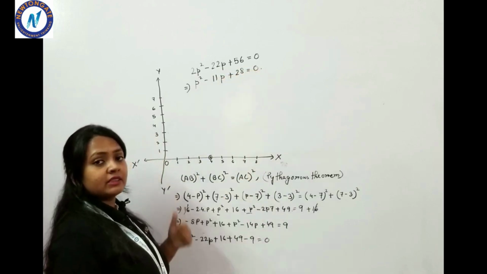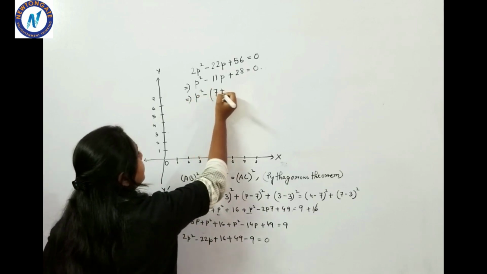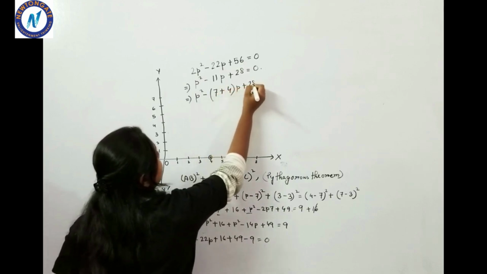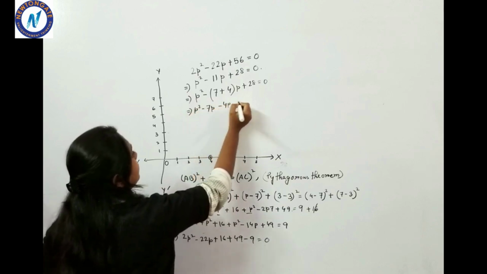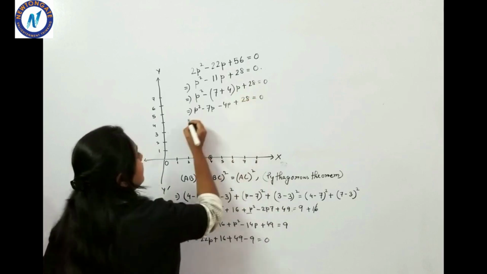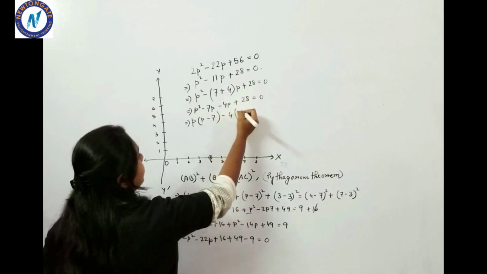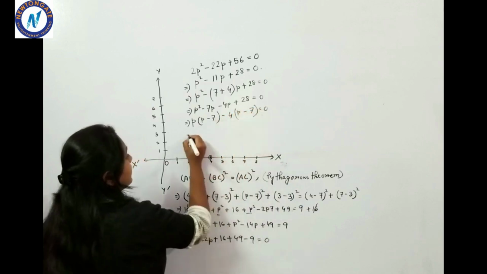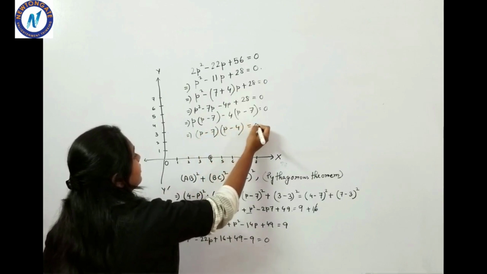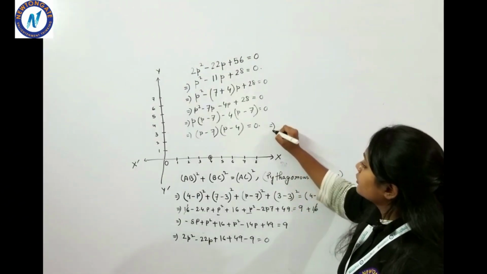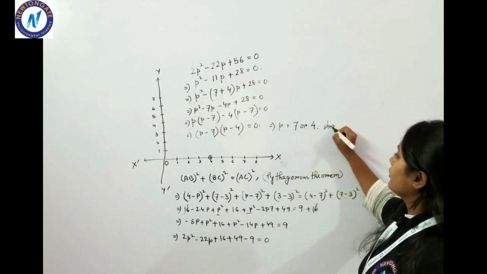Now we will factorize this equation by middle term break. P square minus 7p minus 4p plus 28 equals 0. Then we take common p minus 7 minus 4, p minus 7 equals 0. Then p minus 7 into p minus 4 equals 0. Then the value of p equals 7 or 4. That will be our answer.